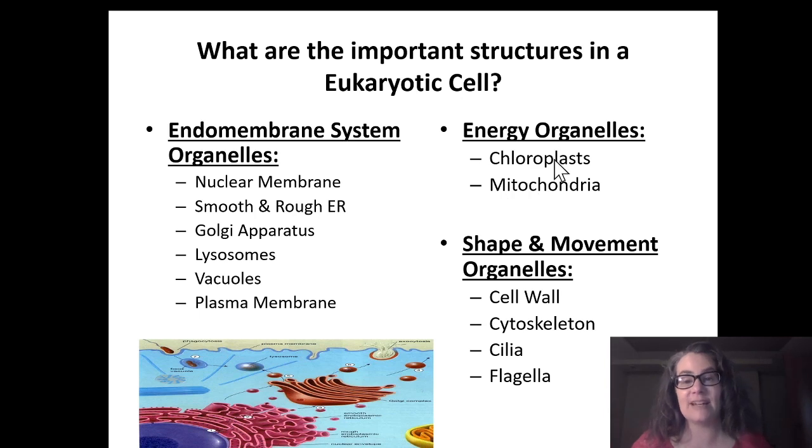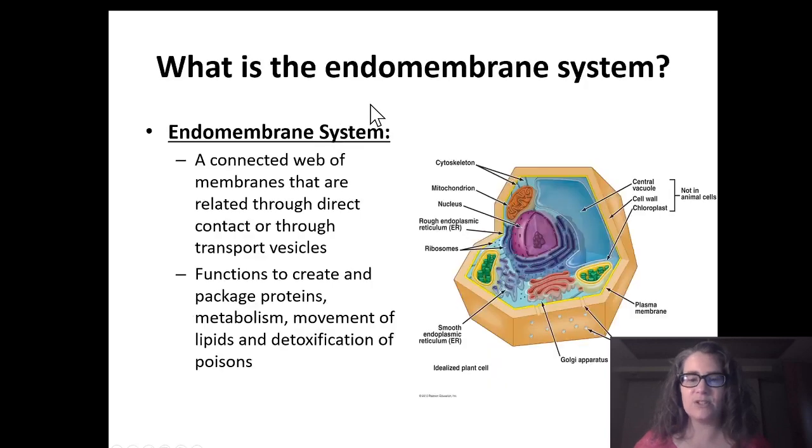And then some outsiders like your energy organelles like chloroplasts and mitochondria, and a few other organelles, cell wall, cytoskeleton, cilia, and flagella, that make up some of the structures that we'll be talking about in this particular unit. So let's take a look at some of these structures and note their function. We're going to start with the endomembrane system, and I'm going to start with the nucleus, that internal structure, and work from the nucleus all the way out to the plasma membrane. So working from the inside of the cell to the outside.